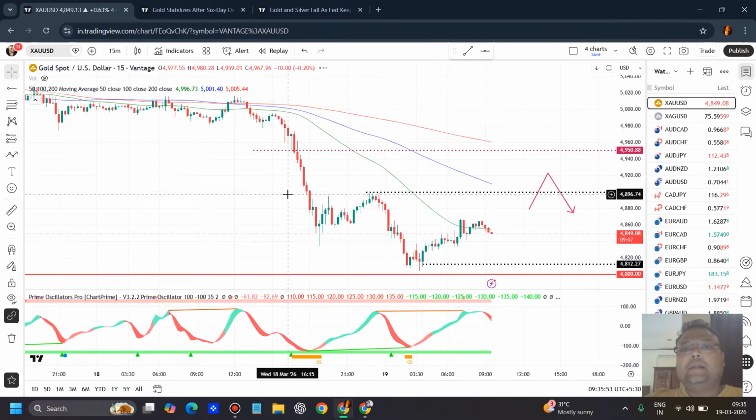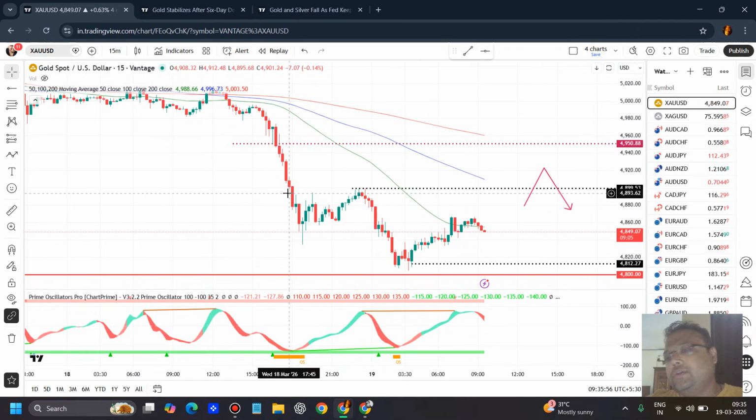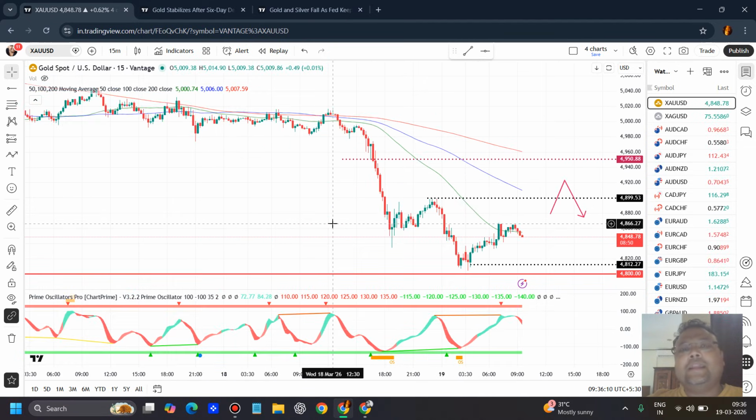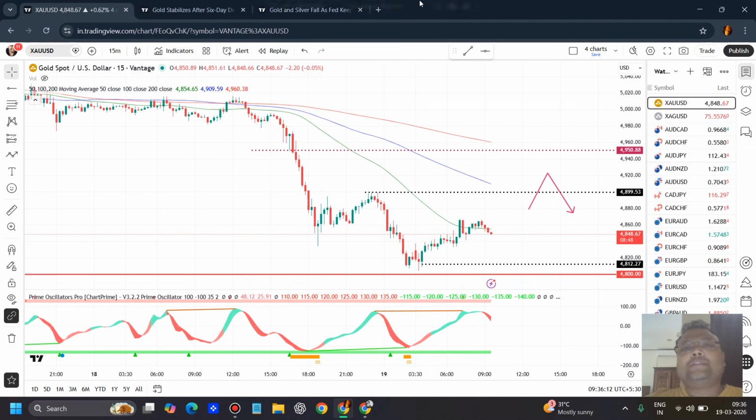So those who have a sell on gold right now can hold your sell position. I won't say the market is extremely bearish, but yes, there is weakness on the chart. You can trail your stop loss and hold your sell position. And those who are looking for a fresh position in the market, you can see I have drawn many lines here on the chart. Let's try to understand them one by one.